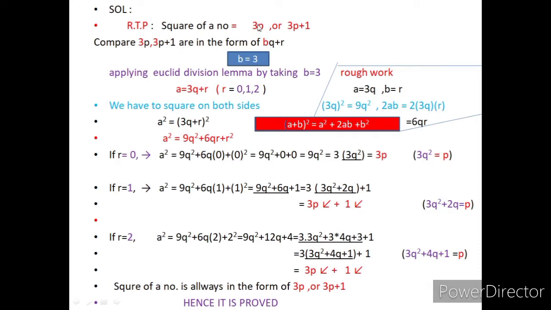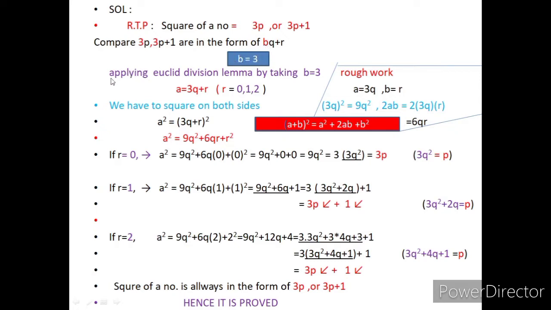Thereafter you have to compare these forms, 3p or 3p plus 1, with bq plus r. Why? Because our Euclid division lemma is in the form of bq plus r. Whenever you compare these two forms with bq plus r, you can clearly observe that b is 3, here also 3. The color indicates this to understand easily. Therefore, b is equal to 3.